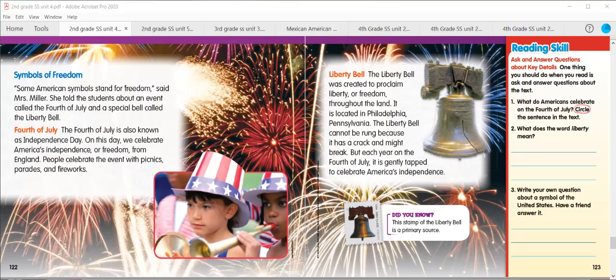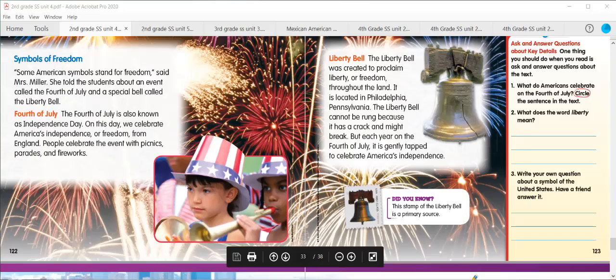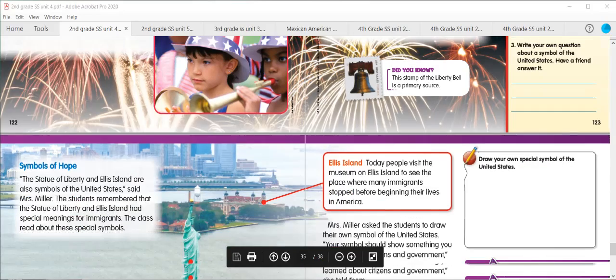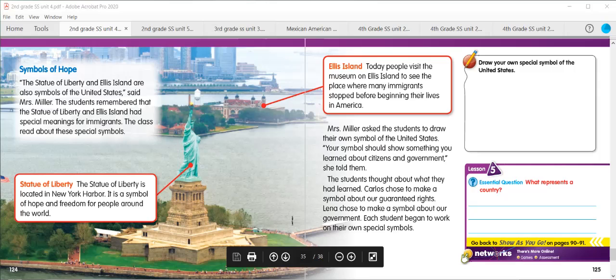For number 3, write your own question about a symbol of the United States and have a friend or someone at home answer it for you. So you're going to write down your question and the answer. Once you've completed that, we're going to go on to the last pages of this lesson, which are also going to be the last lesson pages in this unit before we do our big idea project.